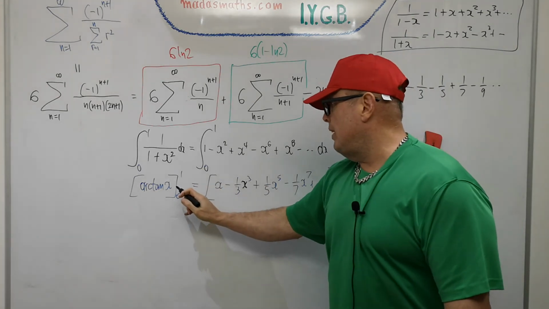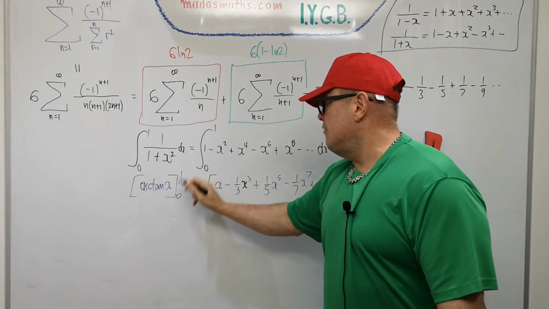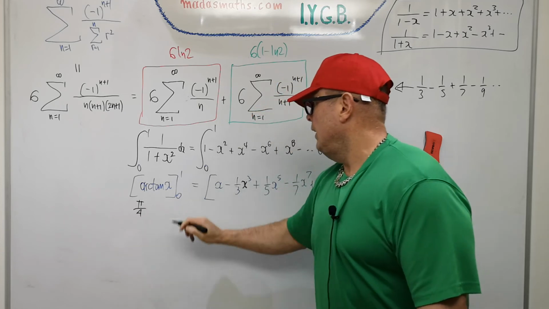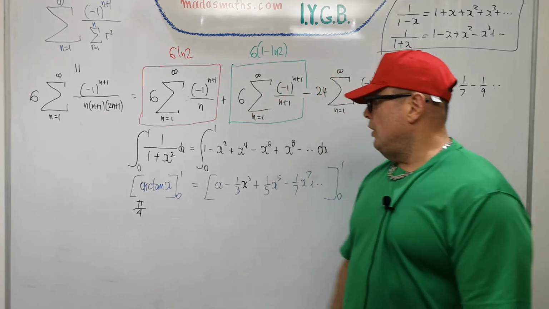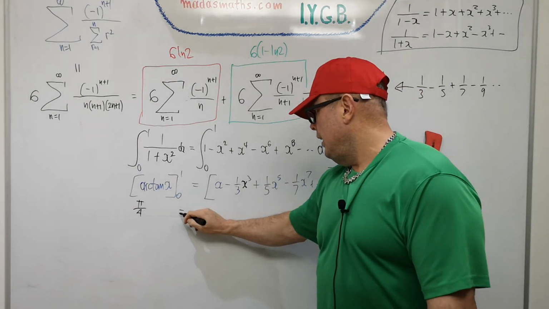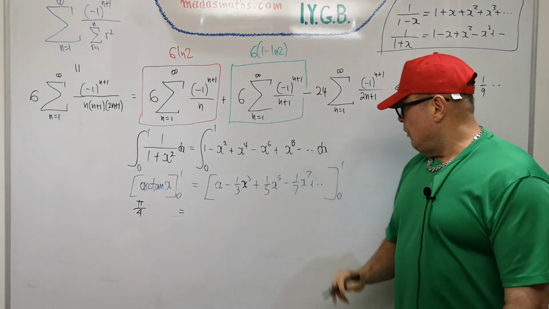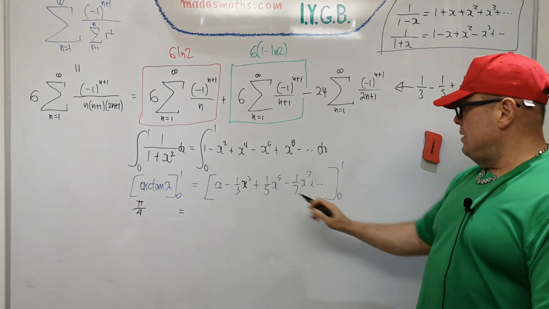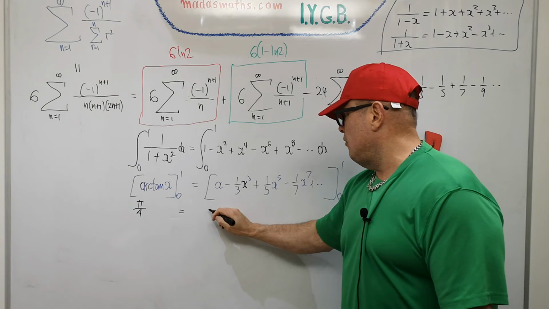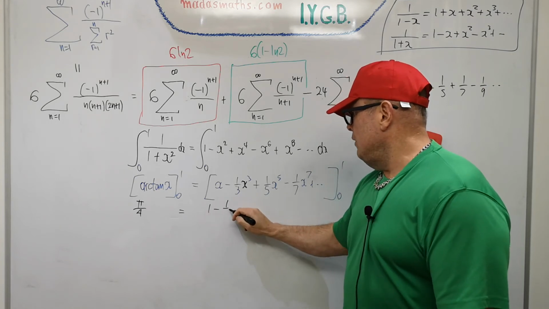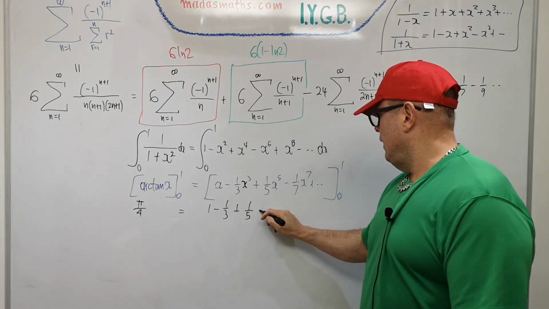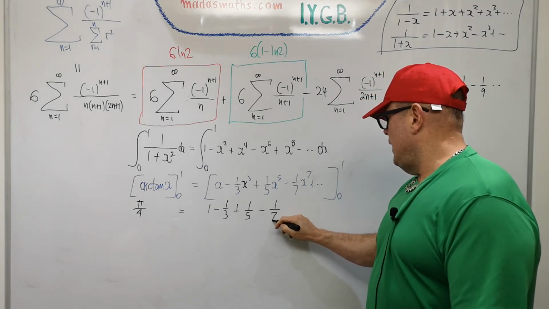Well, the arctan of x, evaluate at 1, it will give you pi over 4. And evaluate at 0, the arctan of 0 is of course 0. So that's pi over 4 is equal to, the bottom limit will produce nothing, and it's just the 1 substituted in there, so it's going to be 1 minus a third plus a fifth minus a seventh and so on.